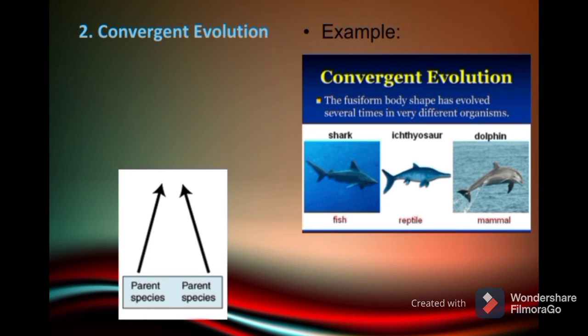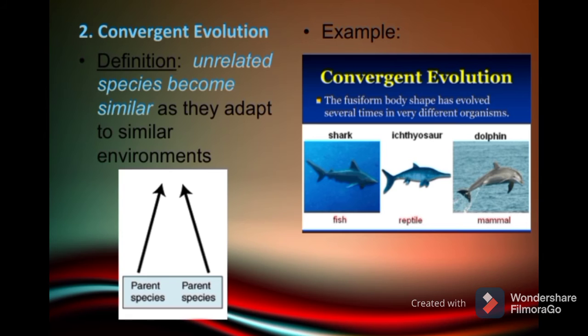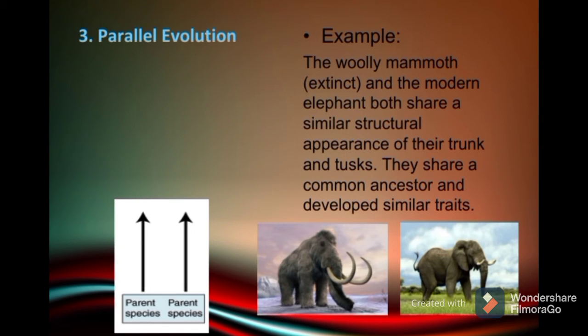Next we have convergent evolution. Unrelated species become similar as they adapt to similar environments. Convergent evolution is when different organisms independently evolve similar traits. For example, sharks, dolphins, and the ichthyosaur look relatively similar despite being entirely unrelated. So that's convergent evolution.